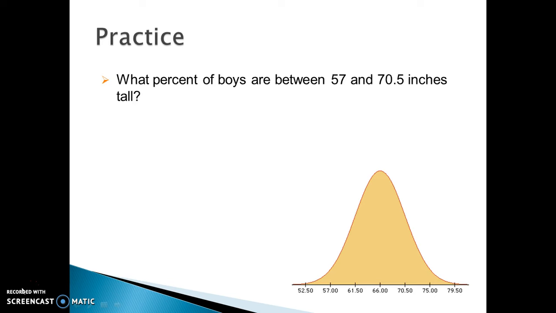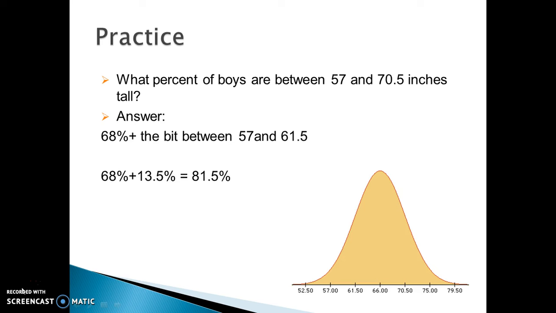Alright, last question. What percent of the boys are between 57 and 70.5 inches tall? So, we know that between 61.5 and 70.5, we know that is 68%, but we need that extra little bit between 57 and 61.5, and if you go back to your other curve where we broke it down, you would see that it is another 13.5%, so the total would be 81.5.